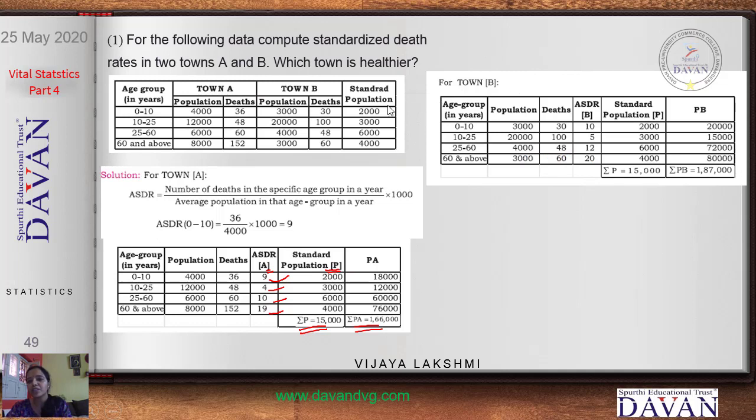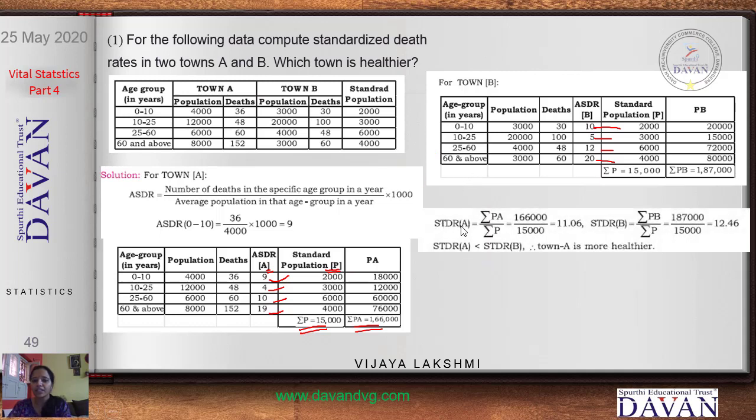Same standard population column you have to put here. Then take the summation of this, summation P, and next multiply these values: 10 into 2000, 5 into 3000, 12 into 6000, 20 into 4000, and write the values in their respective places. Take the summation here. Now use the formula and substitute the values. So STDR of A equals summation PA divided by summation P, that is equal to, what is summation PA?